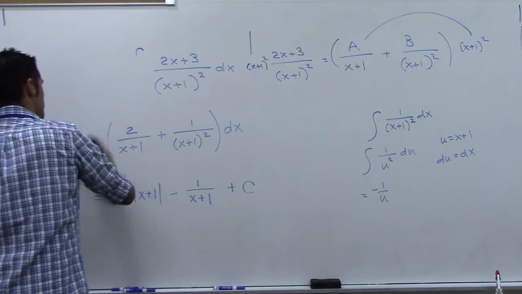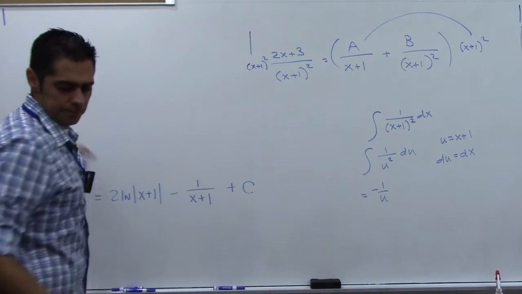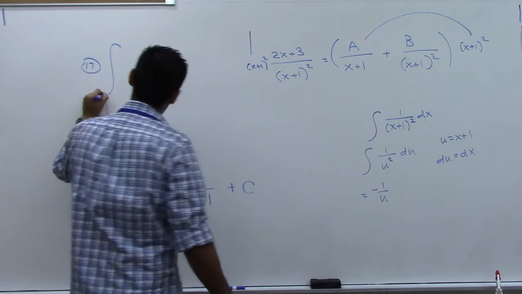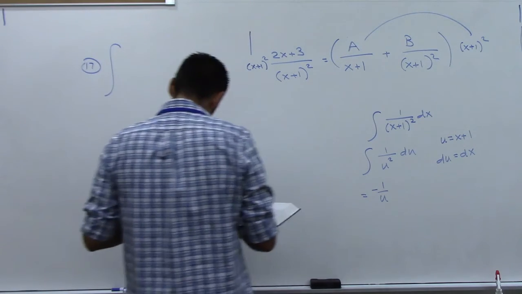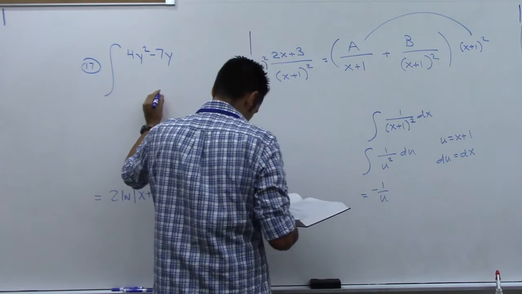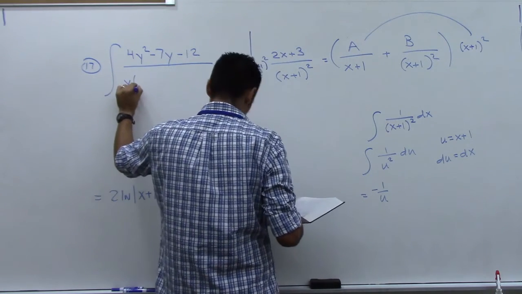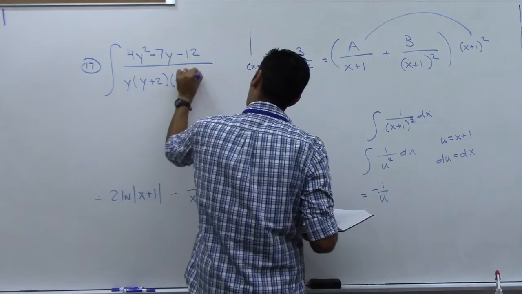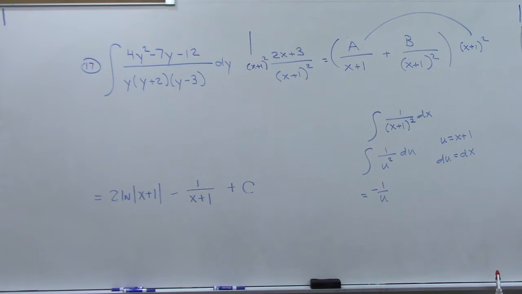There is another way to do this, but we'll mess with that later. 17, but looks nasty. Integral of (4y squared minus 7y minus 12) over y times (y plus 2) times (y minus 3) dy. So sit there and look at that for a little while.